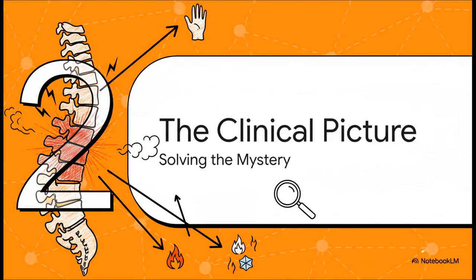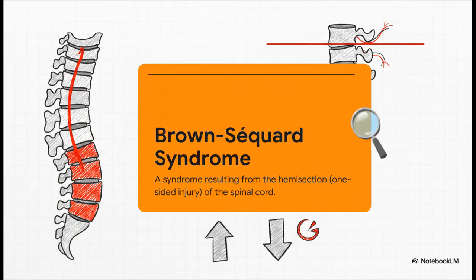Okay, so now that we know our key players, let's get to the scene of the crime, so to speak. We're talking about a one-sided injury, a hemisection of the spinal cord. And you're about to see how that anatomy we just discussed perfectly explains the bizarre symptoms that pop up. Right, so what exactly is Brown-Séquard syndrome? The key word here is hemisection. Hemi means half. We're not talking about the entire cord being severed. The injury only affects one half of the cord, either the right or the left side at one particular spot.